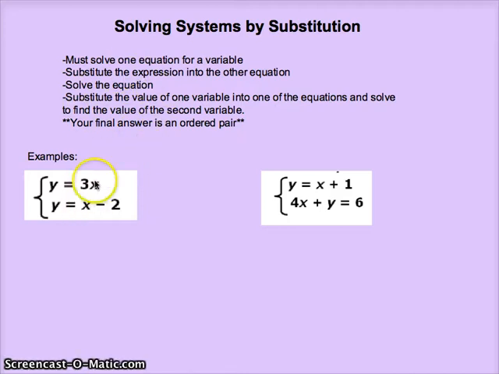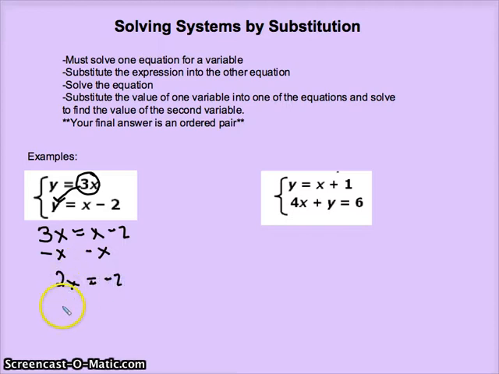So, here's the deal. Look at this first example. Both equations are solved for y, meaning y is by itself. So I can take this top equation, 3x, and plug it in for y in the bottom equation. Because y is the same thing as 3x, I'll put that 3x in the bottom equation. So now I have 3x equals x minus 2. Now I'm just solving for x. I can subtract x on both sides. So 2x equals negative 2. Divide both sides by 2. And x equals negative 1.